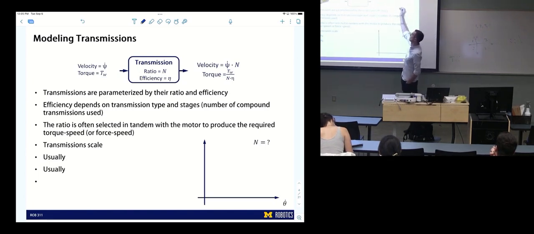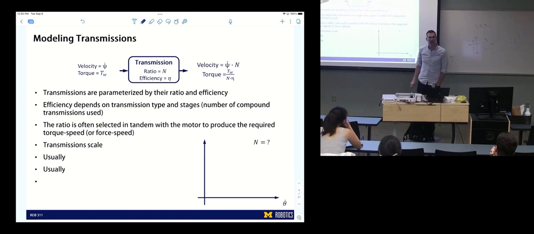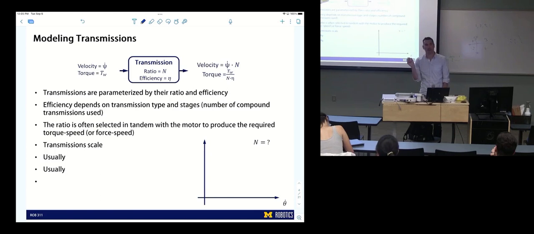The important thing is we're going to scale velocity up. So the input's going to go much faster. That's really common, especially with motors because of the way they produce power. And the torque is going to go down. And we're also going to add that efficiency. So the torque will be divided by the transmission ratio and the efficiency. Common efficiencies are around 0.8 to 1.